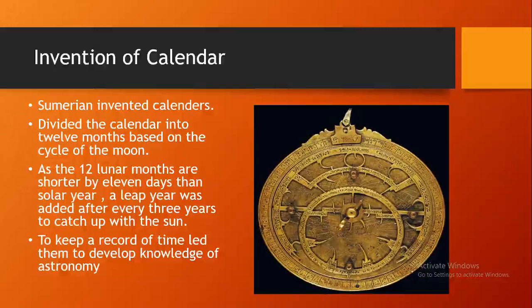Now, one important invention other than writing was the invention of the calendar. We have discussed that the area where the people lived in Mesopotamia is known as Sumeria, and they are known as Sumerians. So the Sumerians were the first ones who invented calendars. They divided the calendar into 12 months based on the cycle of the moon. Now, as you know, the 12 lunar months are shorter by 11 days than a solar year. That's why they added a leap year after every 3 years to catch up with the sun.